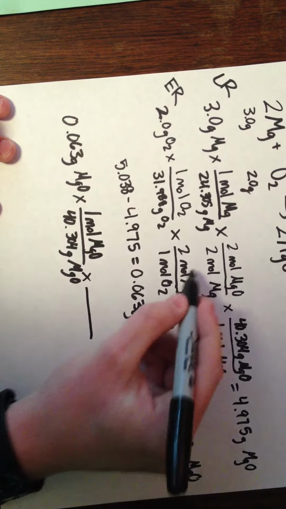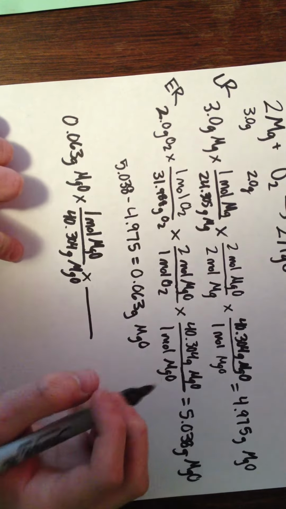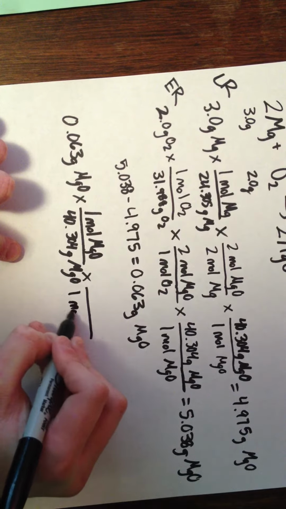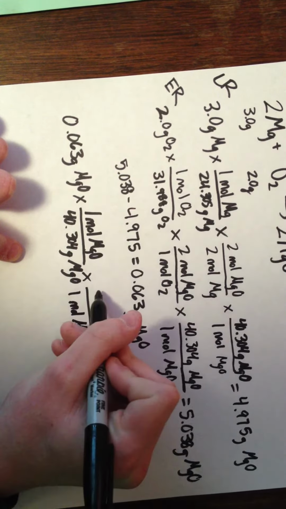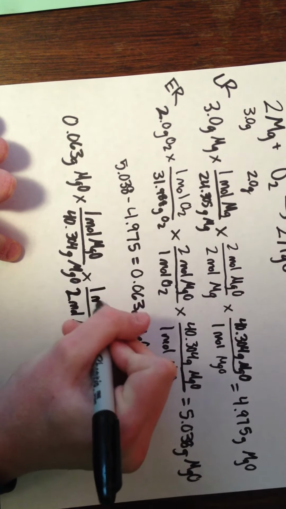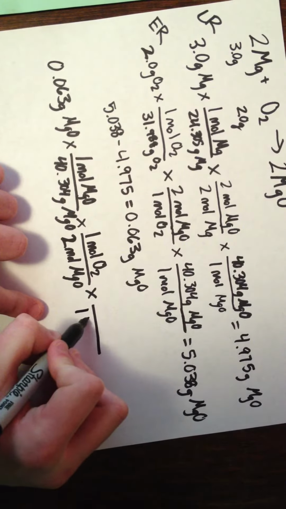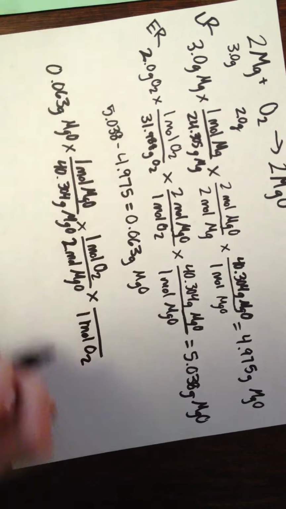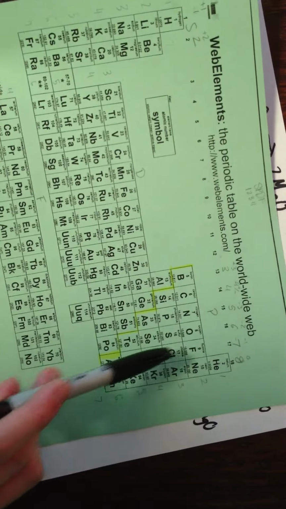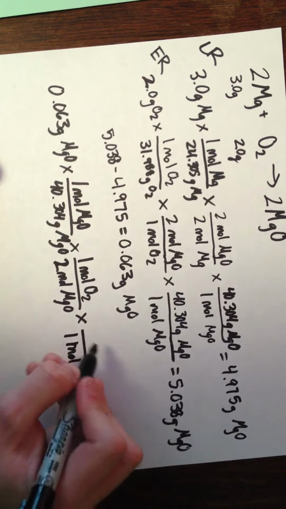And then again, mole to mole ratio, except this time it's flipped, so magnesium oxide goes on the bottom. Sorry about that. That would be 2 moles of magnesium oxide from up here, then 1 mole of oxygen. And then we have 1 mole of oxygen, and you can again use this value right here. You can look up here and see what it is, or you can calculate it again by multiplying that times 2.